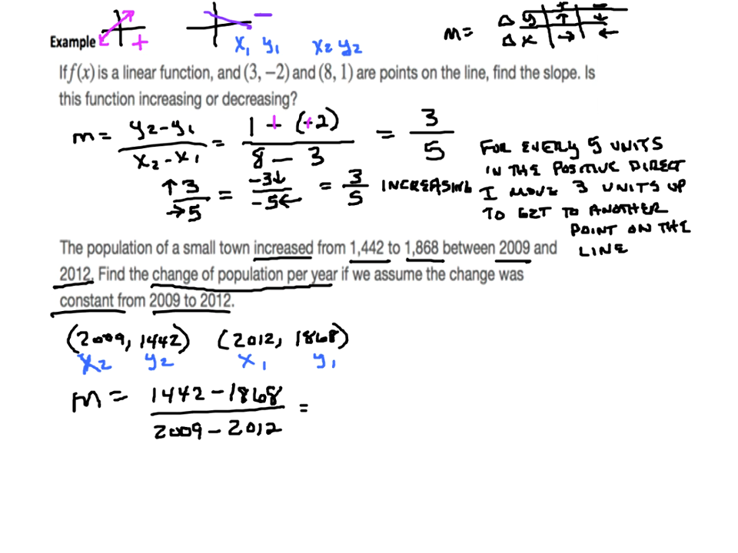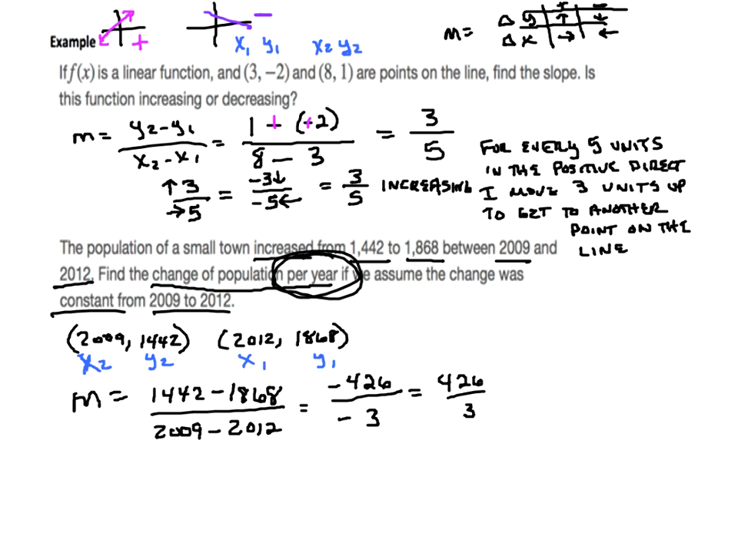1442 minus 1868 is negative 426. Don't forget they said that this was increasing. But 2009 minus 2012 is negative 3. So here's the situation where it looks like it's going to be decreasing, but it's not. Because a negative divided by a negative is a positive. So this is 426 over 3. What this says is every 3 years, 426 people are added to the population.